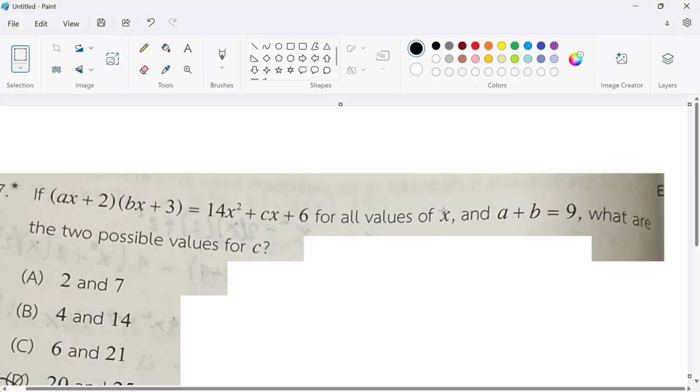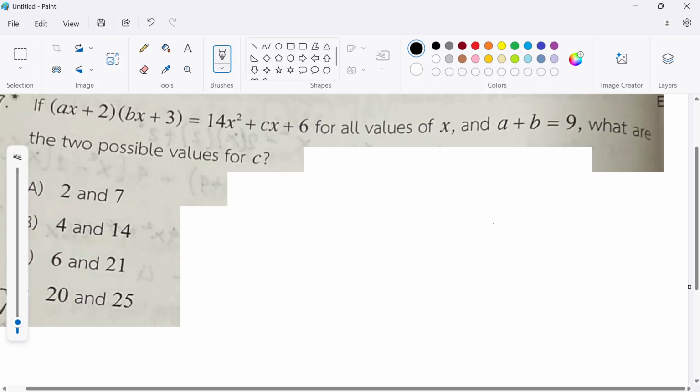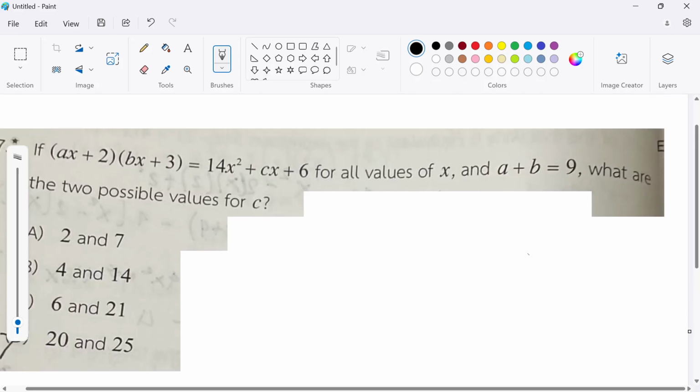This question is from the SAT. If (ax + 2)(bx + 3) = 14x² + cx + 6 for all values of x, and a + b = 9, what are the two possible values for c? The possible values are 2 and 7, 4 and 14, 6 and 21, 20 and 25.